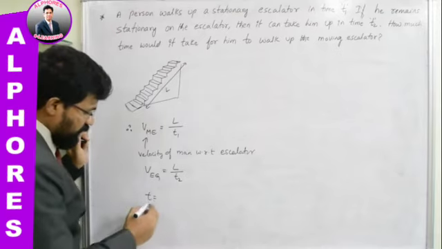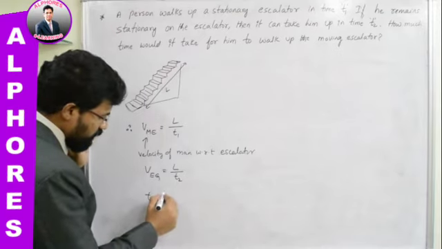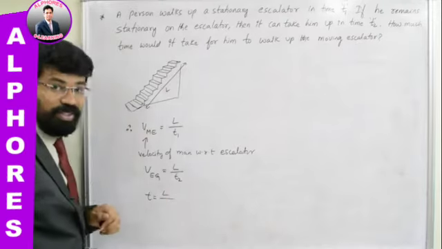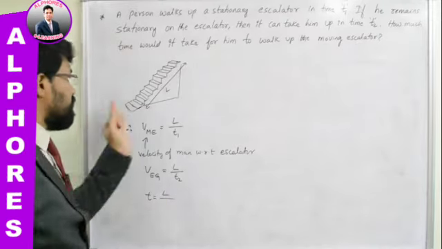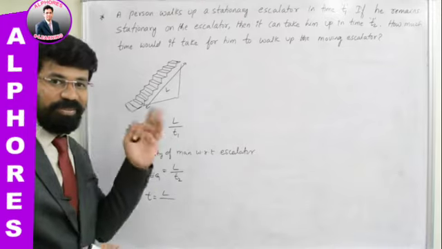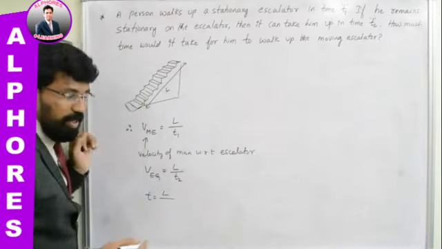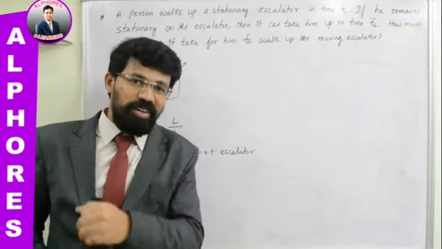That time t can be expressed as how much distance he has to cover? He has to cover a distance equal to L only again, divided by what is the velocity? The escalator is moving and the person is also moving on the escalator. Then the velocity will be like a train is moving and a boy is also running along the same direction.